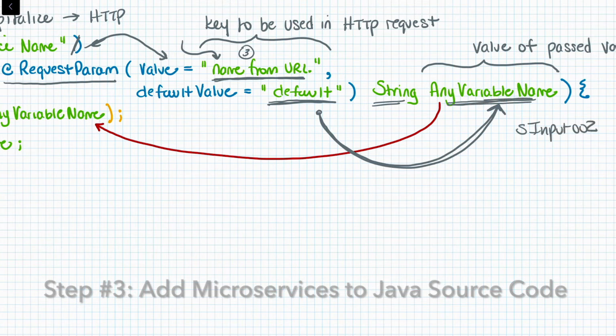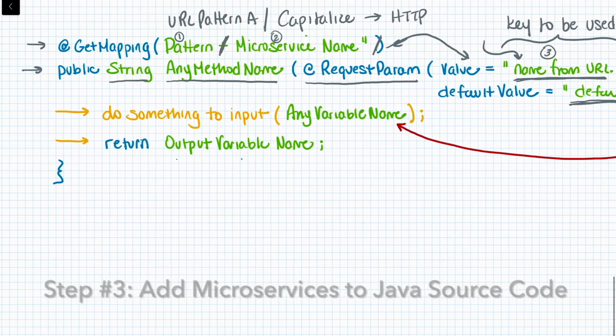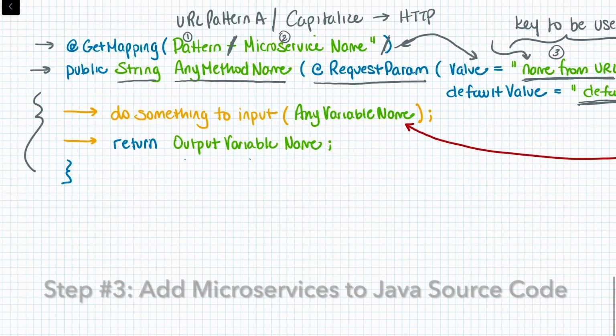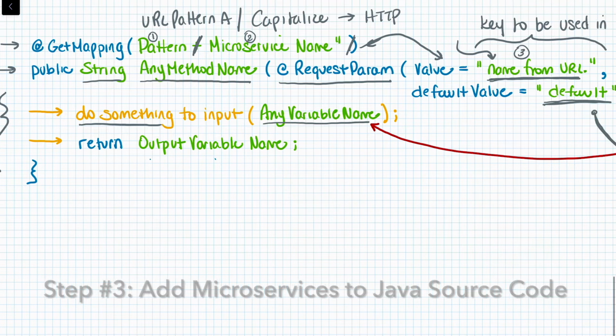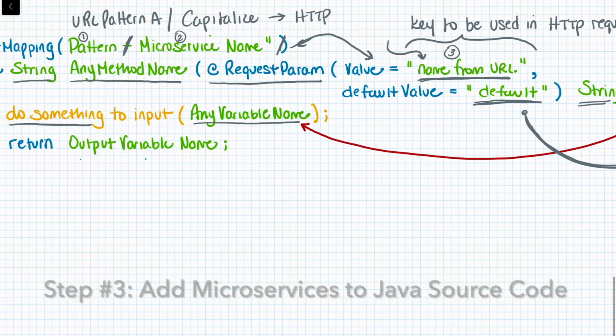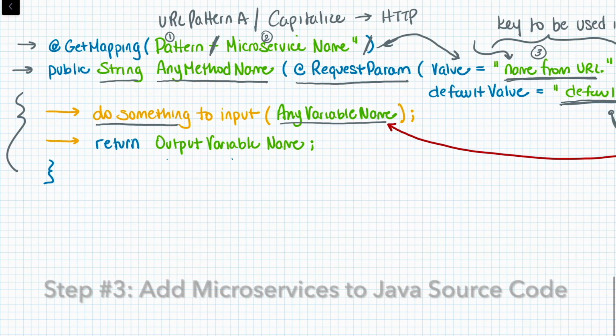Now, this variable right here is going to be that which is called within the body of your microservice. So you want to do something to your input, which is that same variable name that we used right here, hence the red arrow showing that it's the same variable. And the part that's in the yellow, this is where you can use your creativity and define whatever functionality you need. And at the end, you want to make sure to return your output variable name, which will go up here and then get passed back to the client who is making the request to the server.